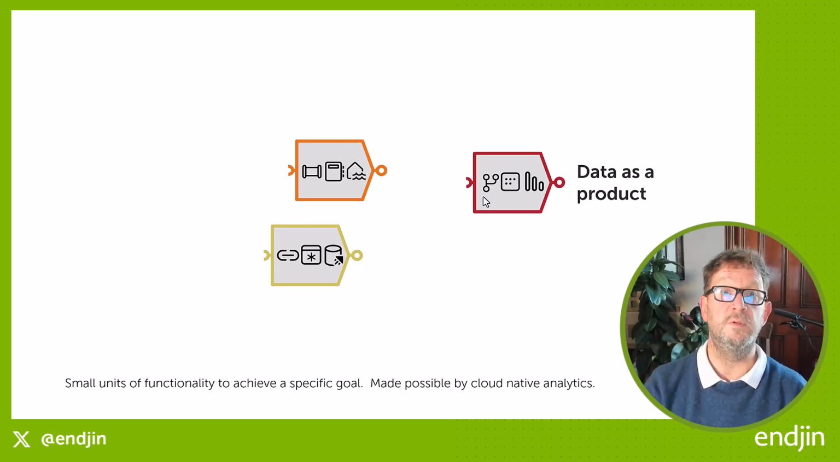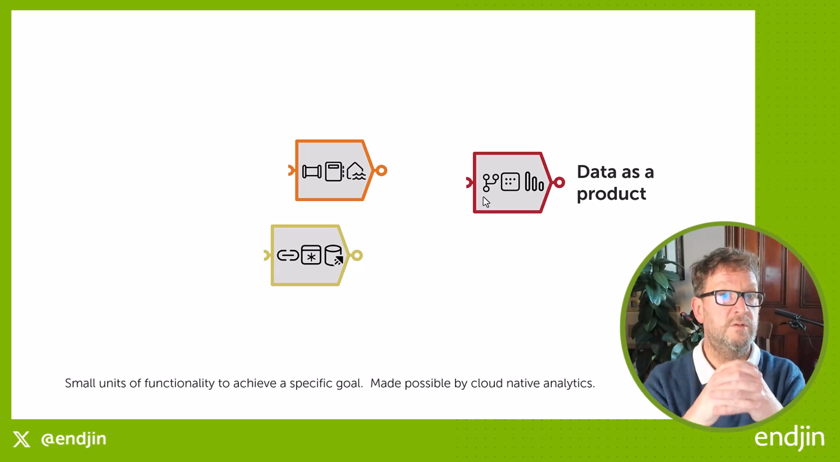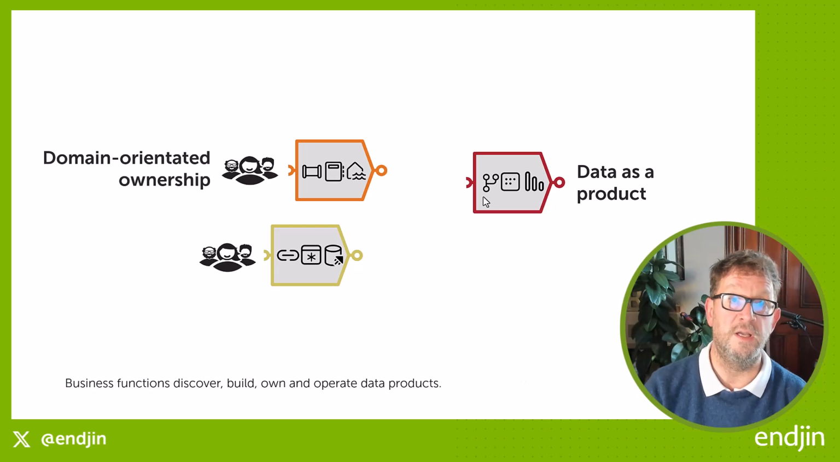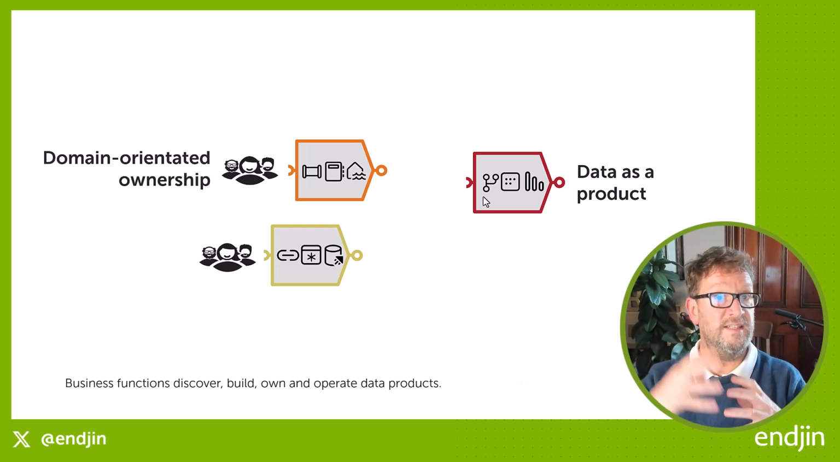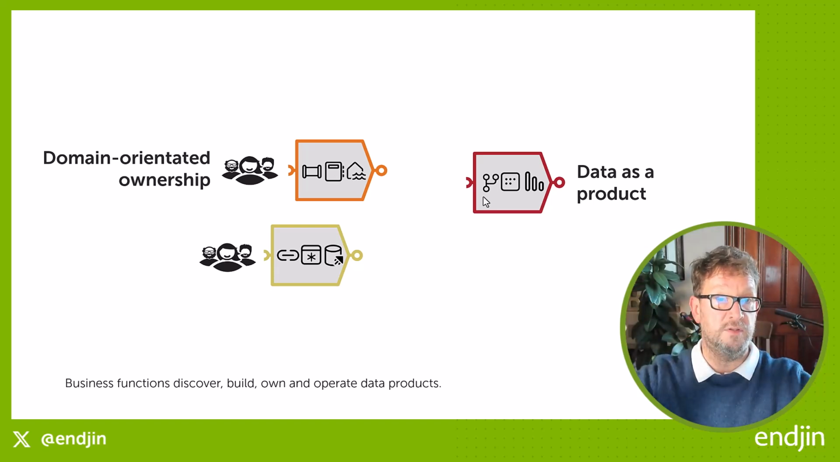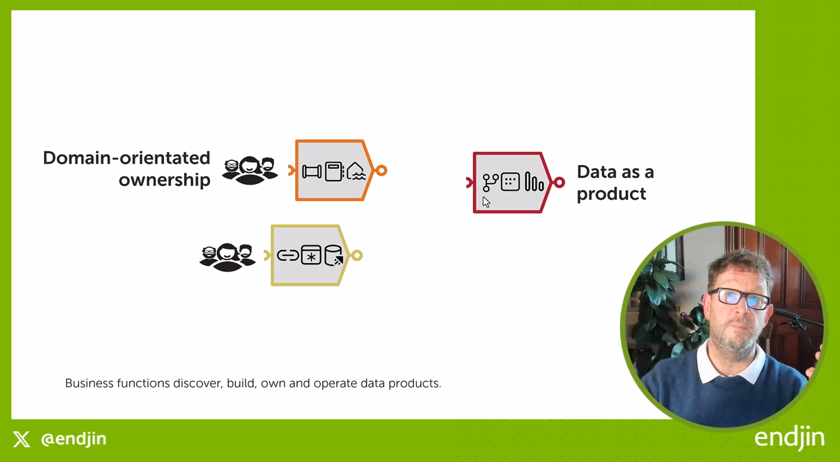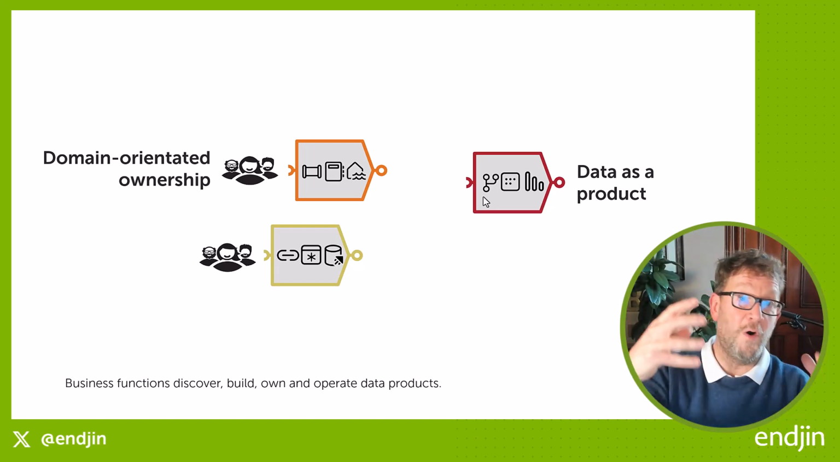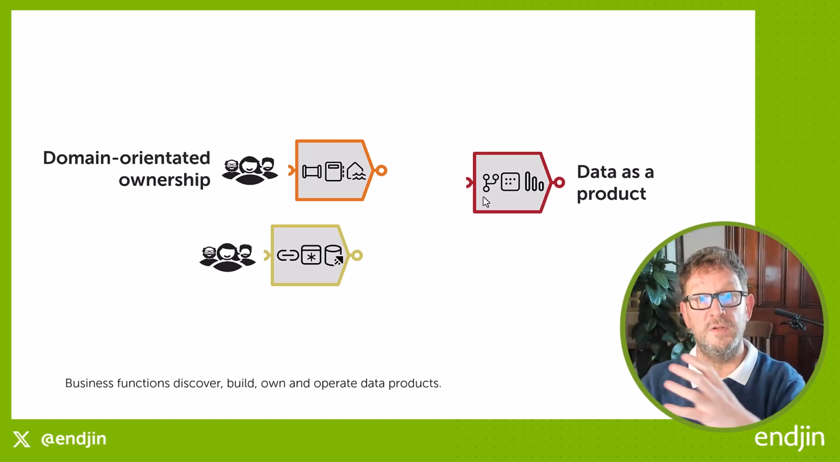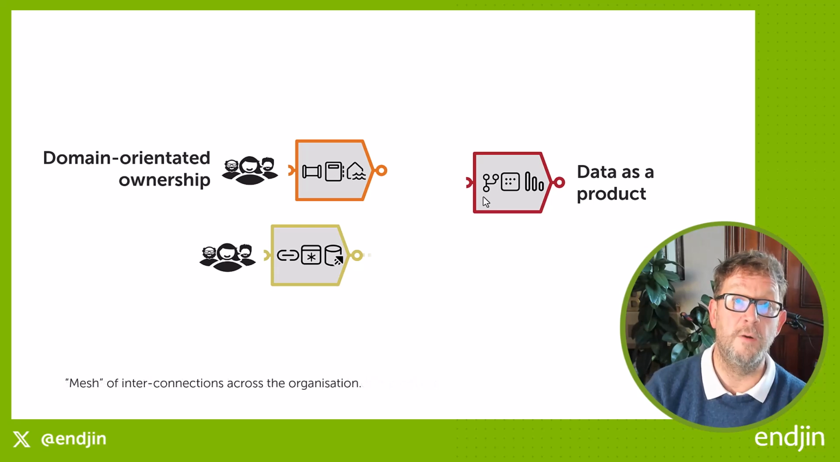The first principle is data as a product. And what we mean here is delivering small units of functionality that are designed to achieve a specific goal in the organization. The second principle is that ownership of these products is decentralized and distributed across the domains. In other words, distributed to the business functions and departments that are best equipped to understand the data and therefore are best equipped to discover, build, and own and operate data products over the long term.